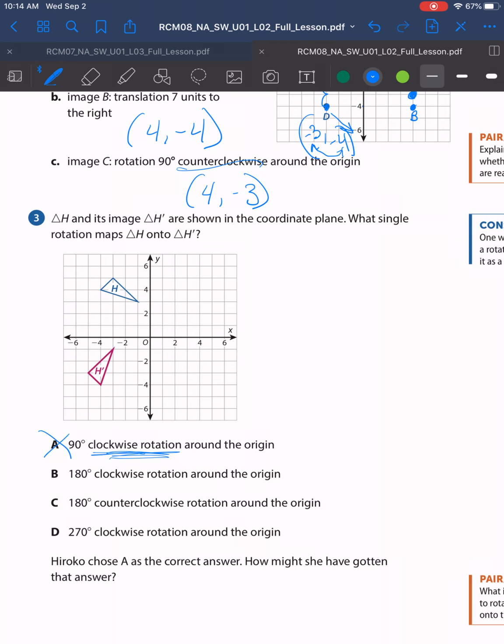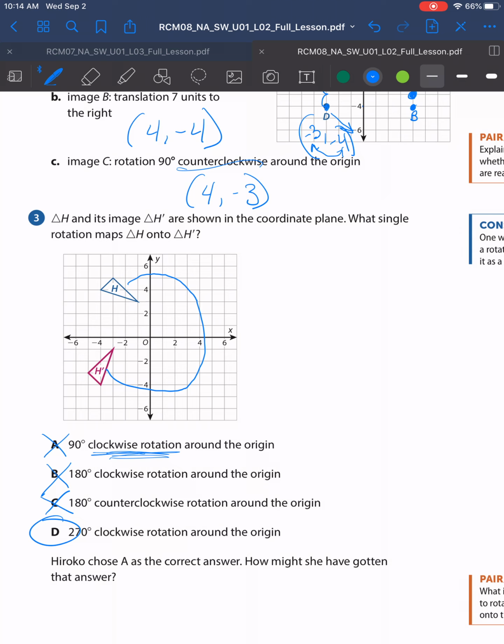How about 180 clockwise? 180 means it would be exactly in a straight line away from it, so it'd be over here. No, definitely not B. How about 180 counterclockwise? So same thing, even if it was counterclockwise, it would still be in a straight line from itself over here somewhere. Okay, so nope, that's not it. A 270 clockwise rotation around the origin. Let's see, clockwise, this would be 90, 180, 270. I think D is the correct answer.